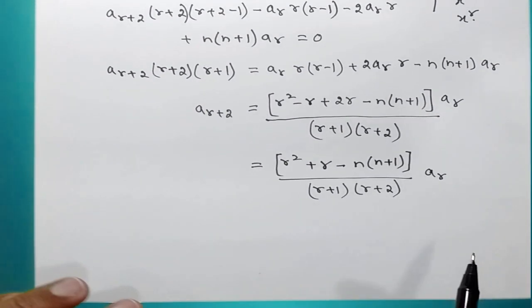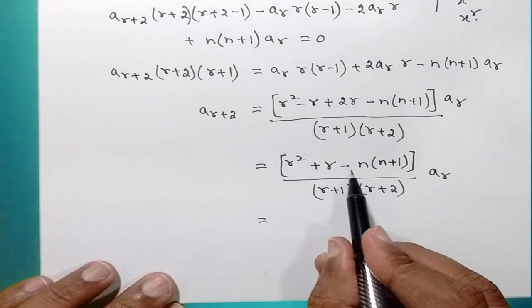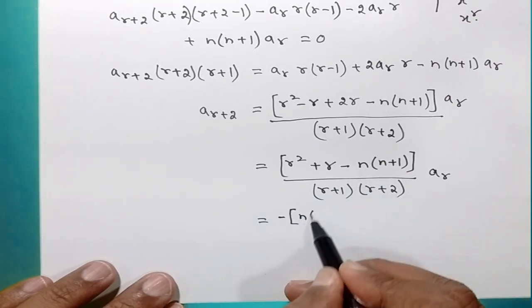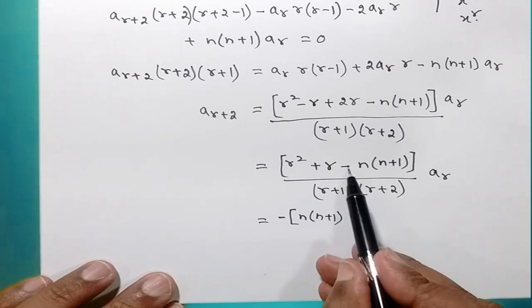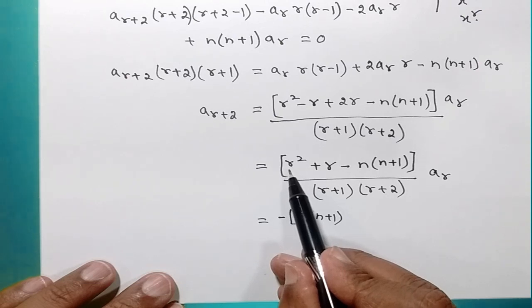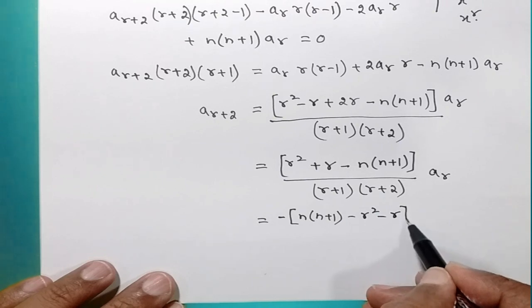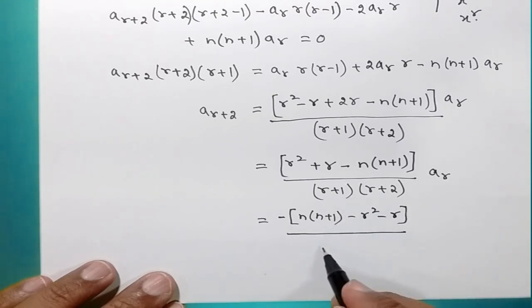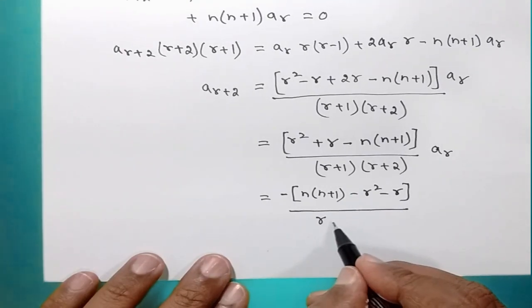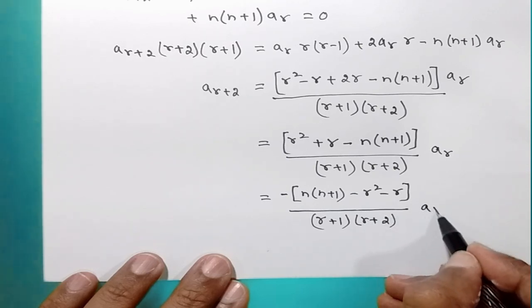Or, if you want to simplify this expression further, if I take the negative sign common outside, I will be left with n into (n plus 1). This is negative already, but these are positive values. Because I have taken the negative outside, this becomes minus r square and that becomes minus r, whole divided by the denominator as it is, (r plus 1) into (r plus 2) into this a_r value as it is.